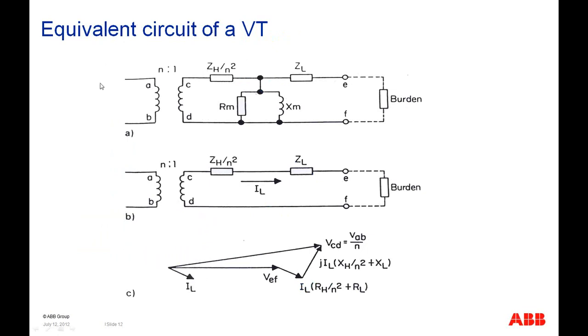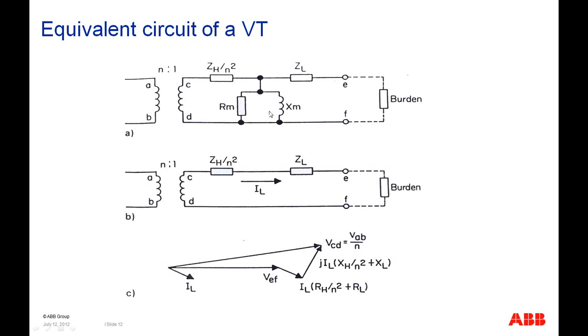The equivalent circuit for a voltage transformer is just that you have an ideal transformer. Then we have a secondary impedance, which is the high side impedance that's transformed by the turns ratio. We have a magnetizing impedance branch with RM and XM, and then we have a secondary and lead impedance represented by ZL, and then our output across EF.